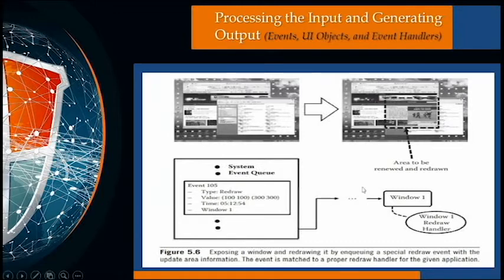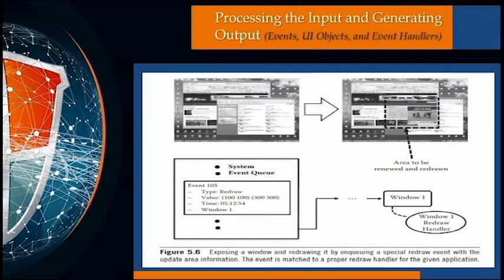So here, when you click, the system only updates the region, the part that needs to be updated. That part is what the pseudo event calls the redraw handler: the area to be renewed and redrawn. That is the pseudo event.